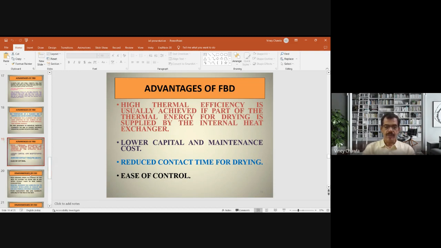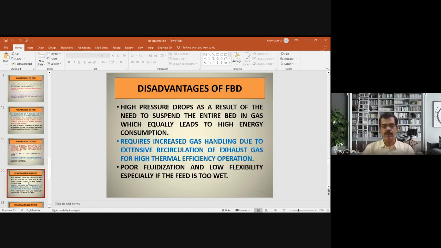However, there are certain disadvantages also. There is a high pressure drop from top to bottom as a result of the need to suspend the entire bed in gas, which equally leads to high energy consumption. It also requires increased gas handling because of extensive recirculation of exhaust gases for high thermal efficiency operation.